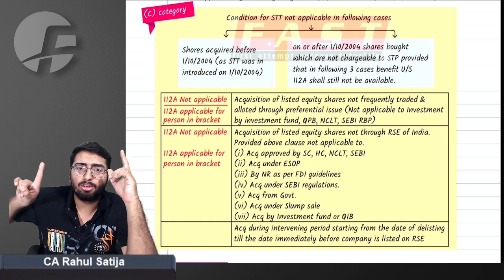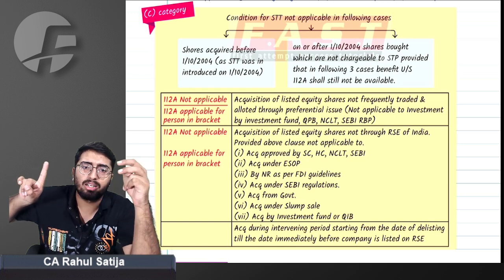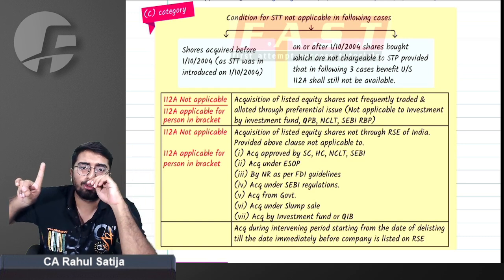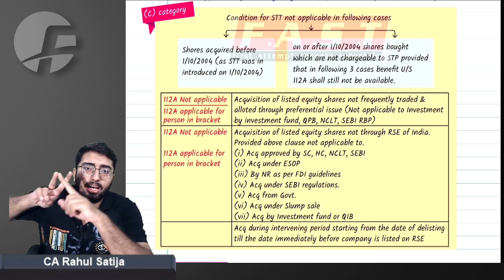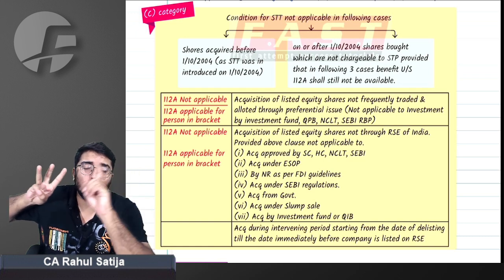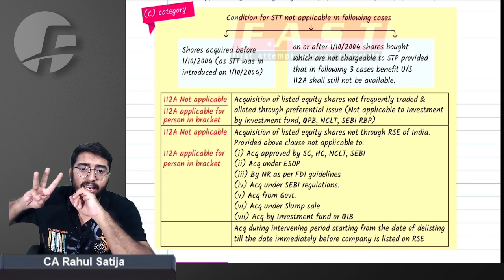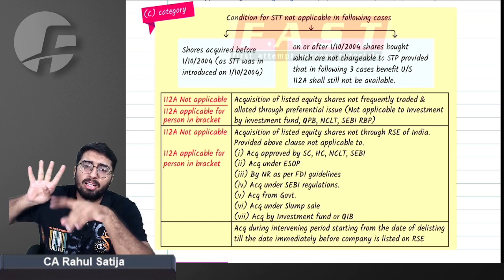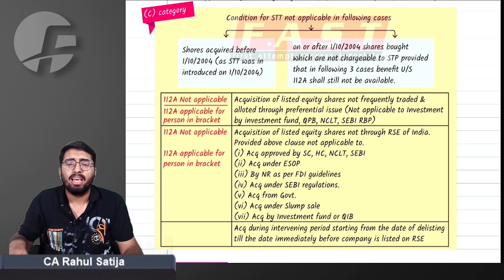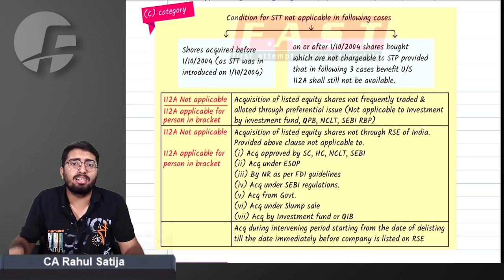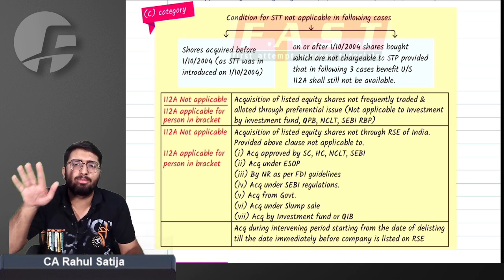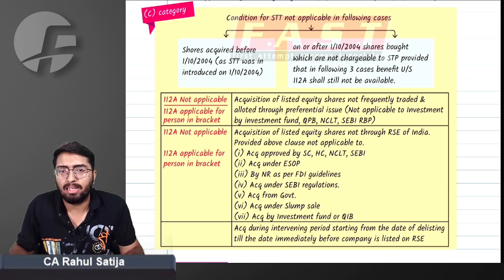Sir, if on account of Supreme Court's order, High Court's order, NCLT's order, SEBI's order, shares are being bought, or they are being acquired by ESOPs, or they are being acquired by a non-resident as per FDI guidelines, or as per SEBI regulations, or from any government. In these cases, even if they are acquired other than on a recognized stock exchange, they will still be eligible for the 112A capital gain tax rate.